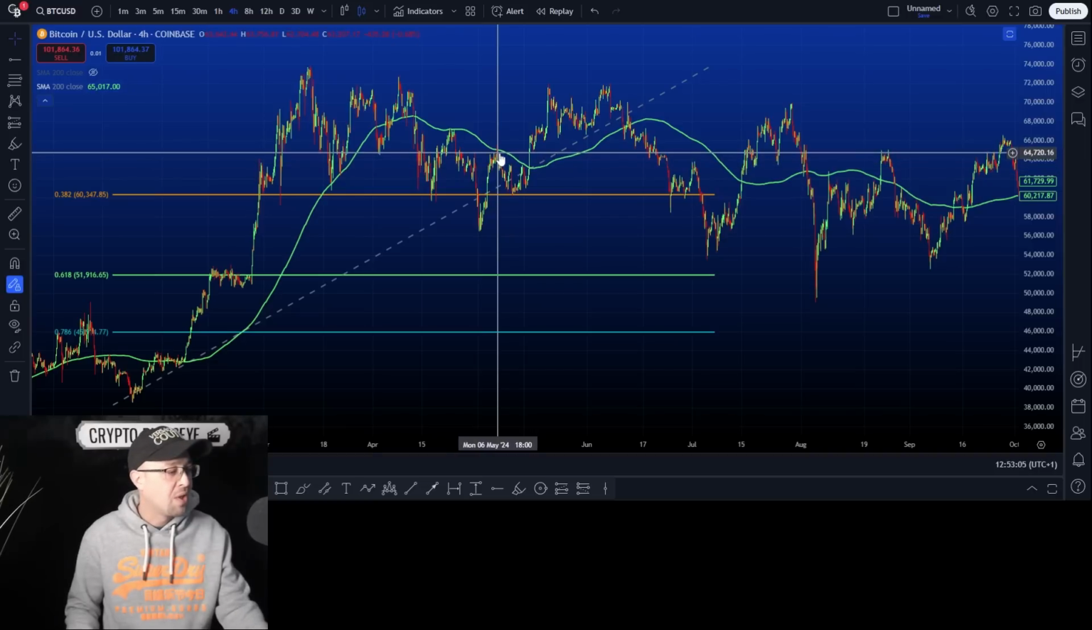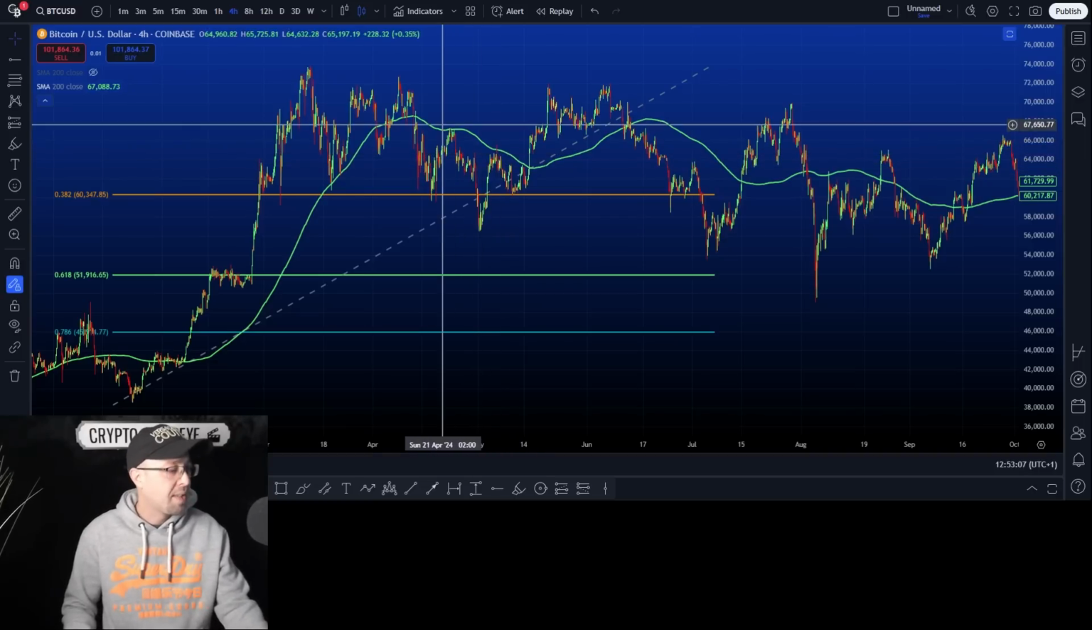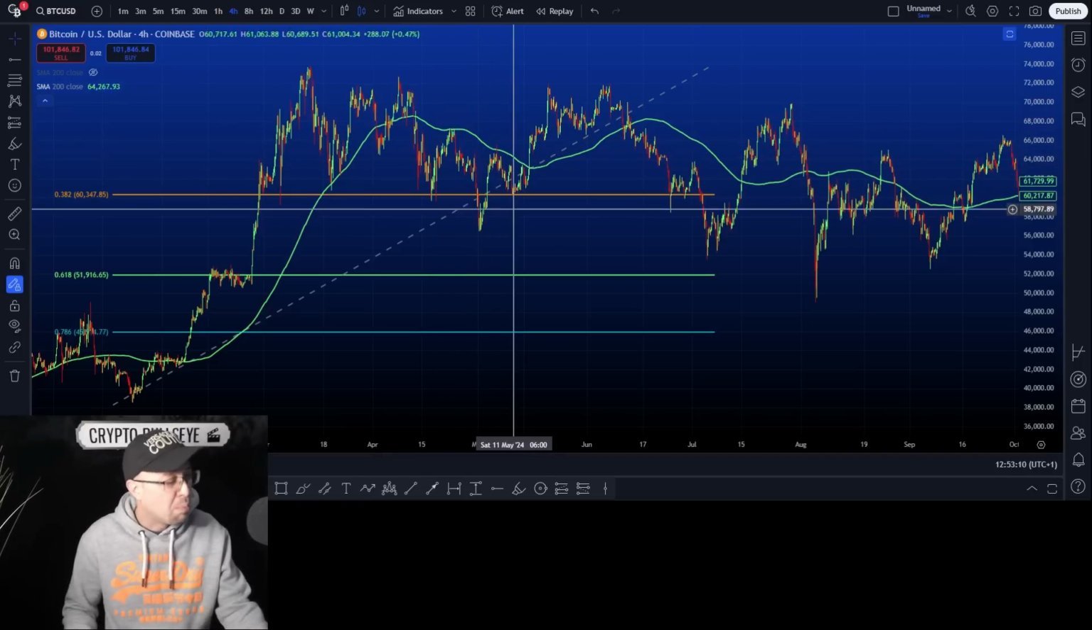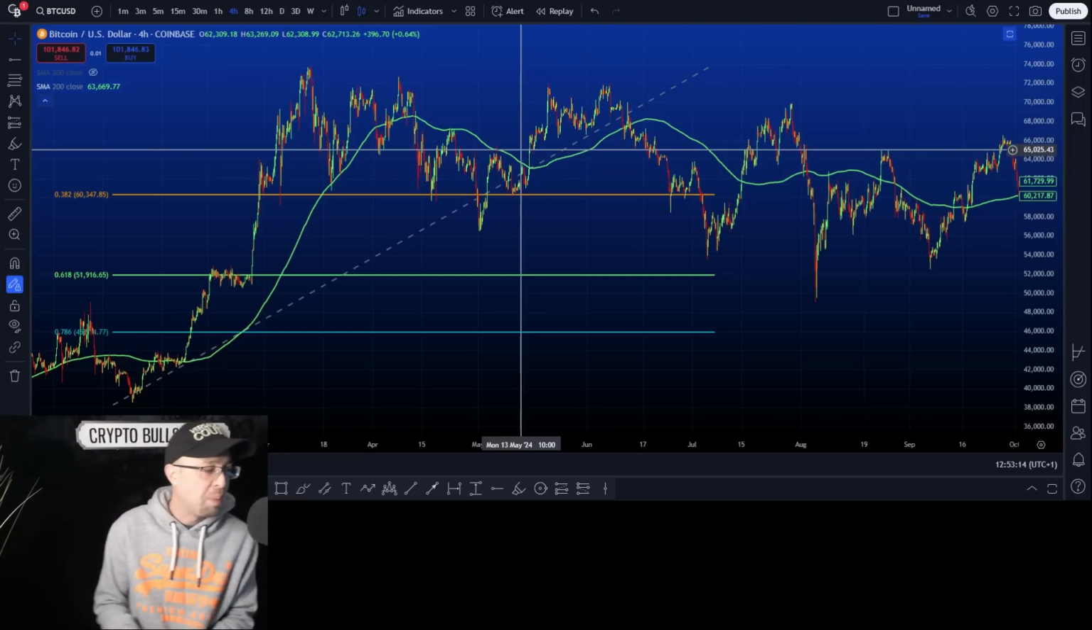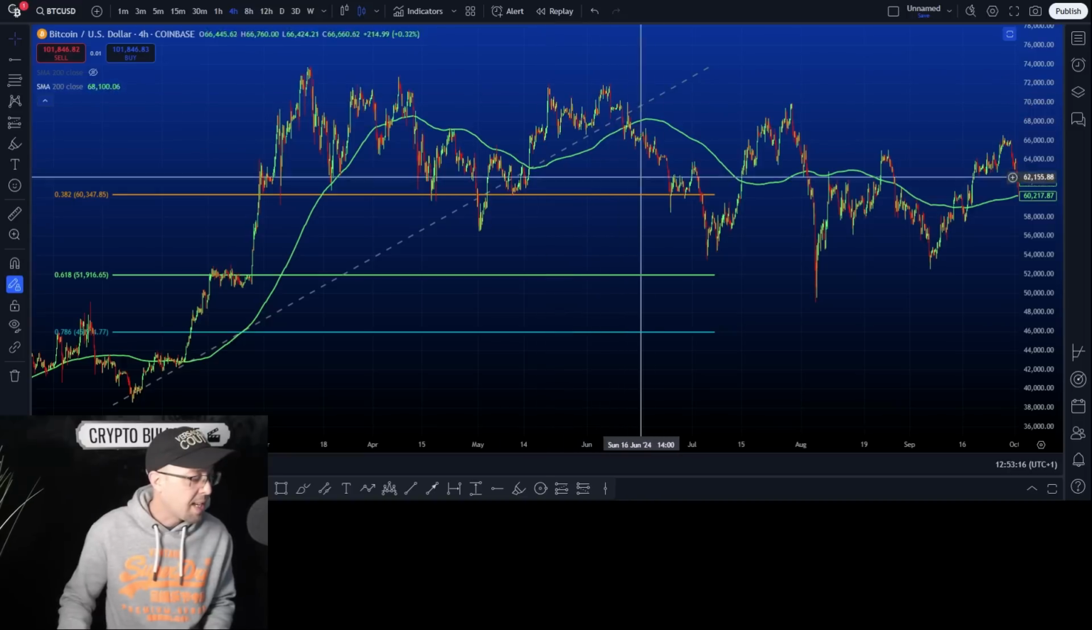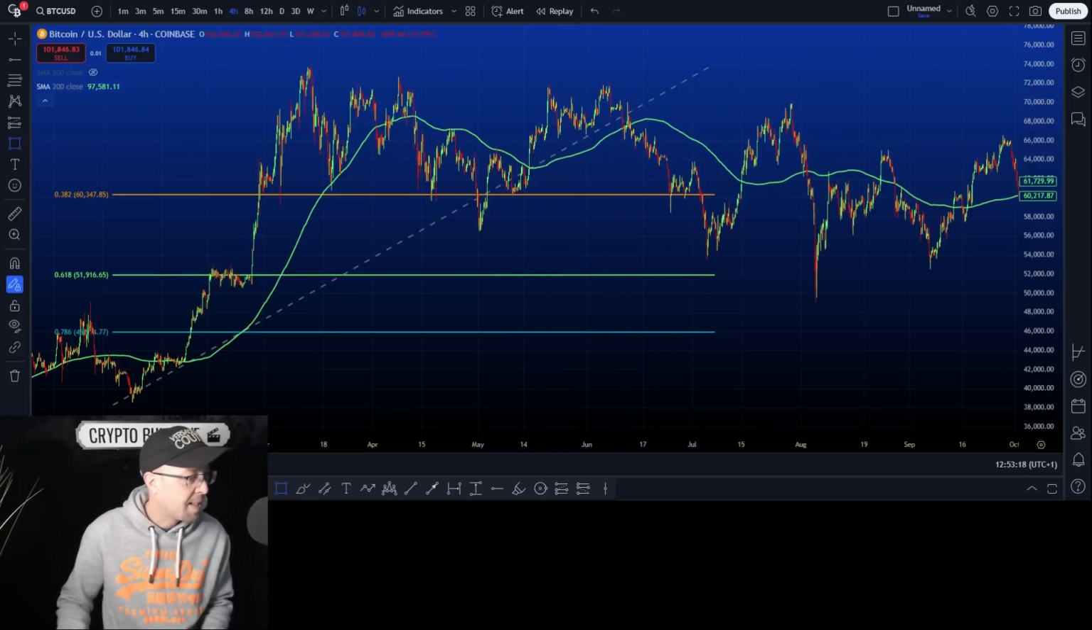200 moving average, resistance. This is all support and resistance, guys. Support and resistance. Then you break through the 200 moving average, and then you turn bullish for a short period of time here. One thing you can see is you're trading in a range. This is choppiness here. This is sideways action, guys.